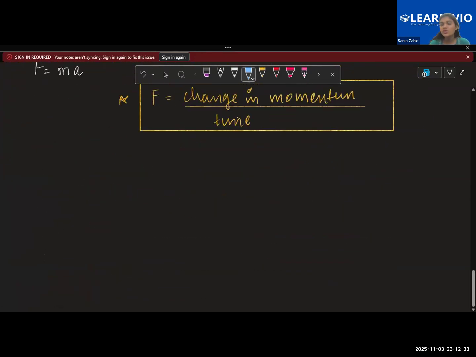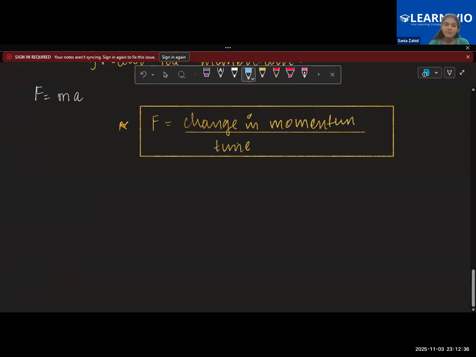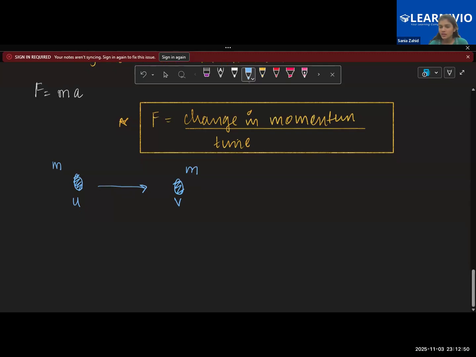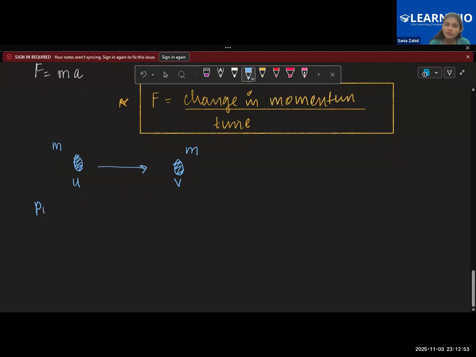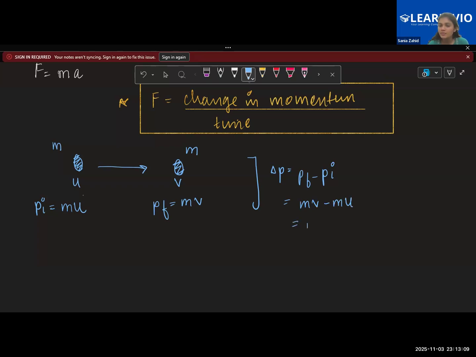Now, force is the change in momentum with respect to time. That means if this is an object, it has mass m. It is traveling with a velocity of u. After some time, mass will be the same only. It will travel with velocity v, right? So what is the momentum over here? mu. What is the momentum over here? mv. What is the change in momentum? P final minus P initial. So mv minus mu. So it is m(v minus u), right?